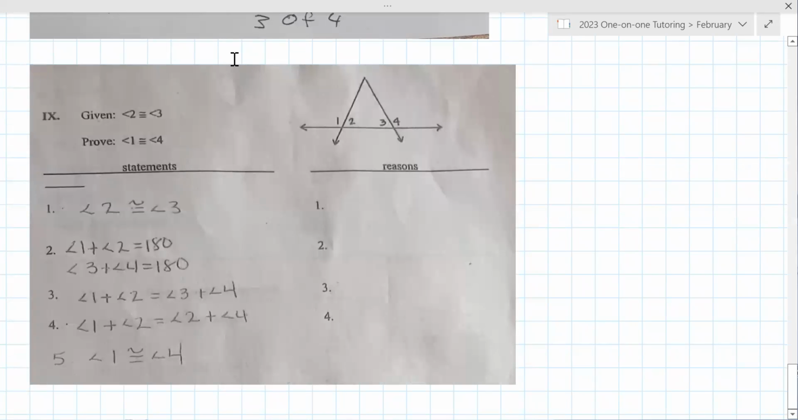Okay, so it says the given is that angle 2 and angle 3 are congruent. So those are congruent there. And the next one says that angle 1 plus angle 2 equals 180. It should actually say the measure of angle 1 and the measure of angle 2. It's a small distinction there. But why? Well, they're linear pairs. So whenever they add up to 180, that's a definition of a linear pair.